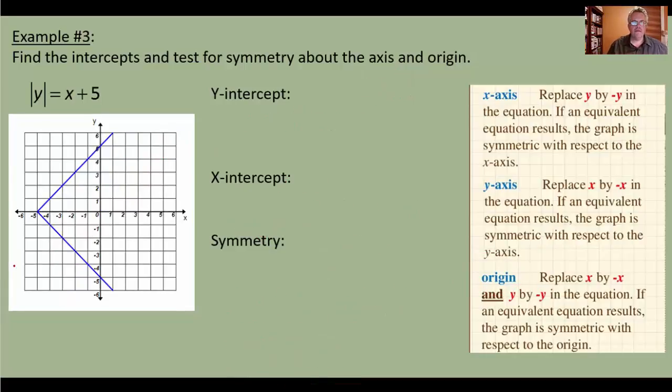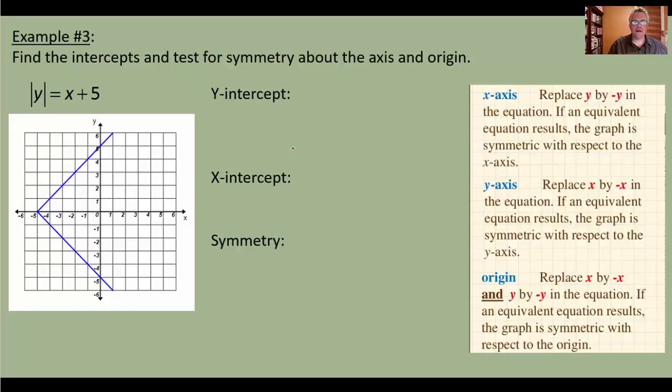Okay, time for our third and final example here. Alright, so we have absolute value of y equals x plus 5. Just looking at the graph, we see it has 2 y-intercepts, 1 x-intercept, and it's symmetrical about the x-axis. Alright, let's show all of that.